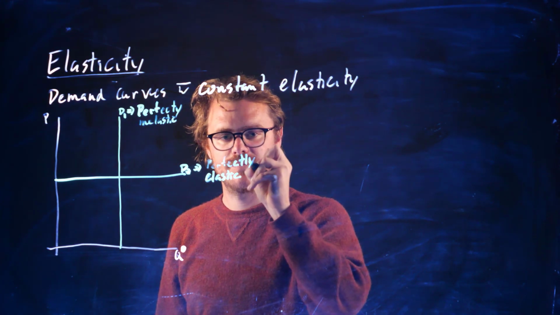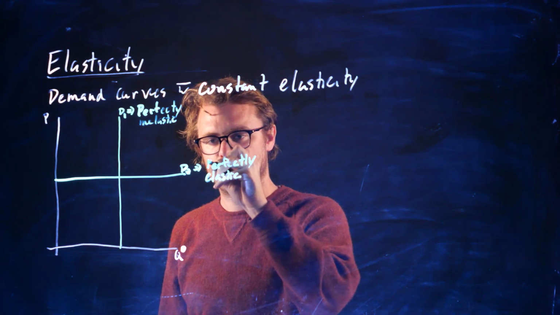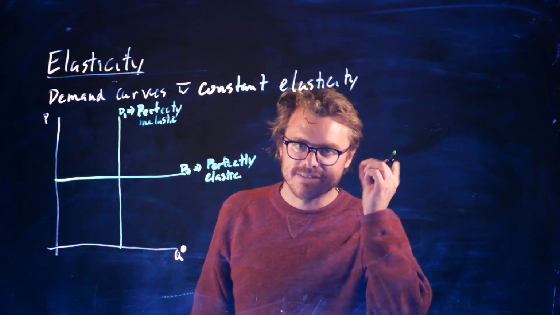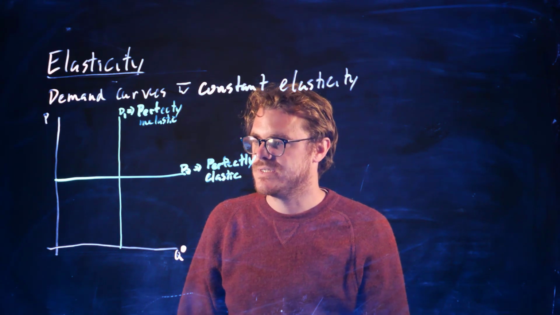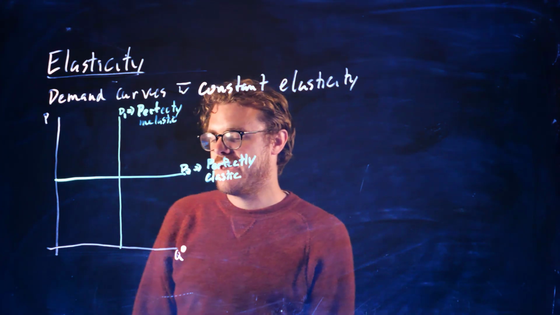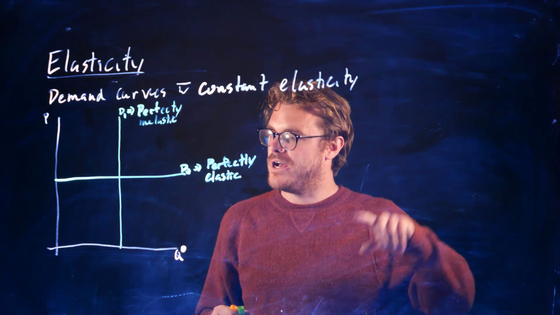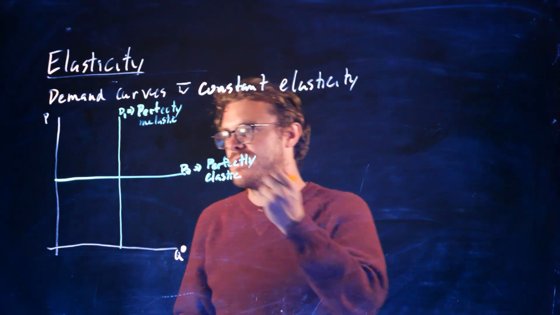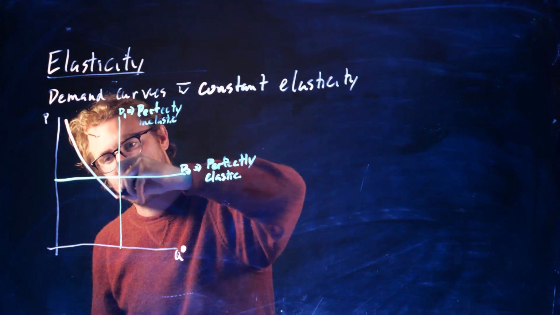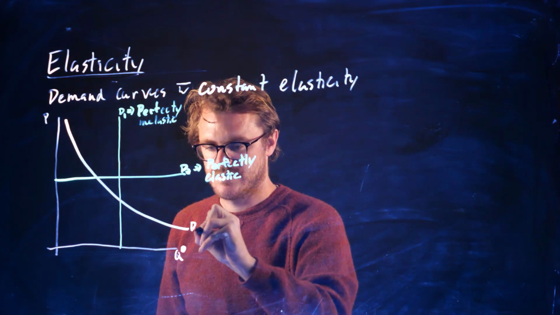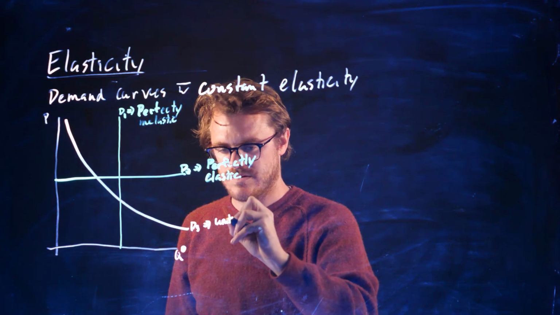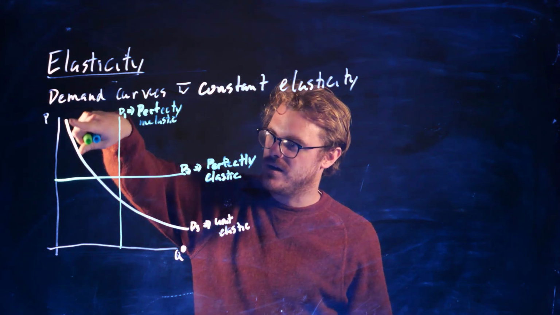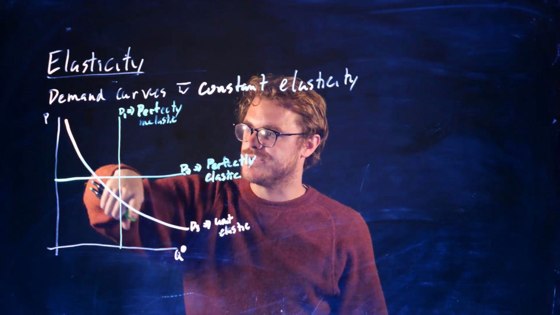This pen is running out of ink a bit. Hopefully it comes through. So this is perfectly elastic. You raise the price by just a tiny bit, quantity demanded goes to 0. And then we could think of a curve where it's unit elastic the whole time. And it would have to look something like this. So at all these points along this curve, the elasticity is going to be equal to 1.